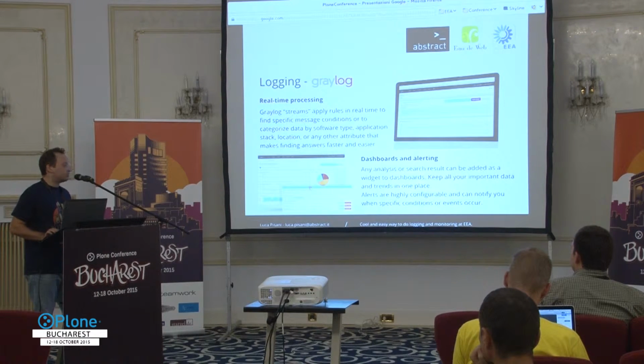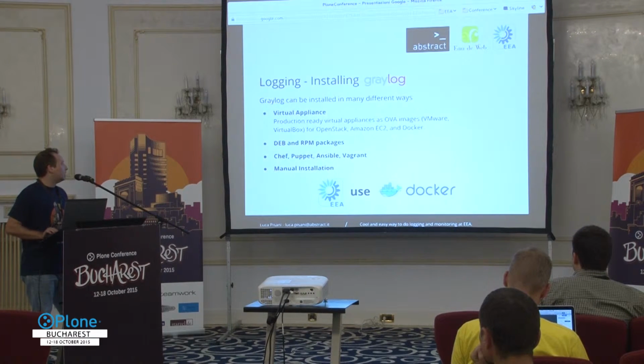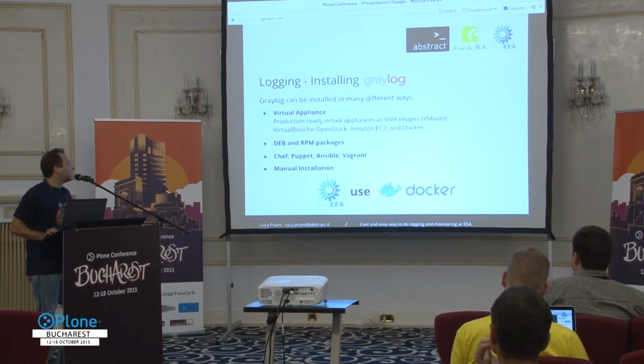Another feature is the dashboard. Any analyzed source can be added as a widget to a dashboard. Keep all your important data trending in one place. Graylog can be installed in many different ways: virtual appliance, OVA, the RPM package, Chef, Puppet, Ansible, Vagrant, and manual installation.